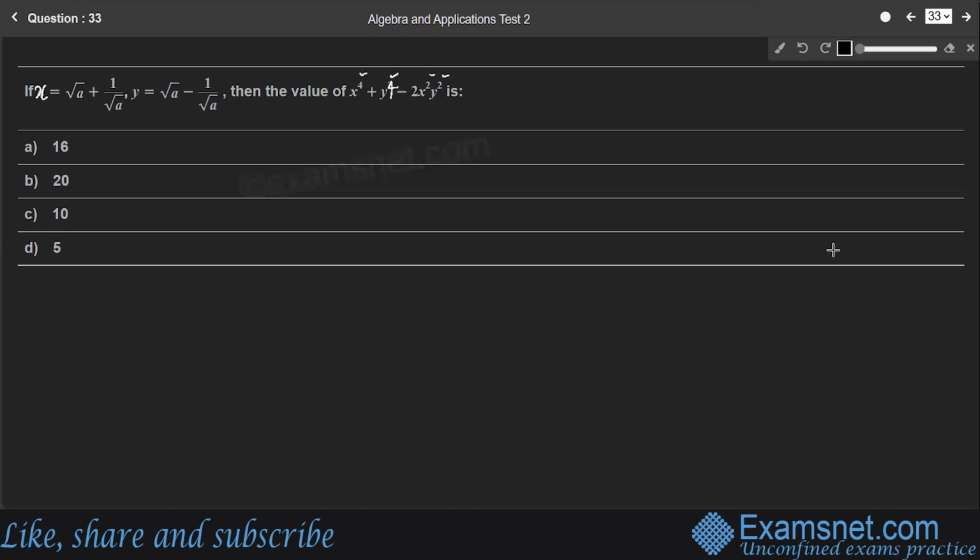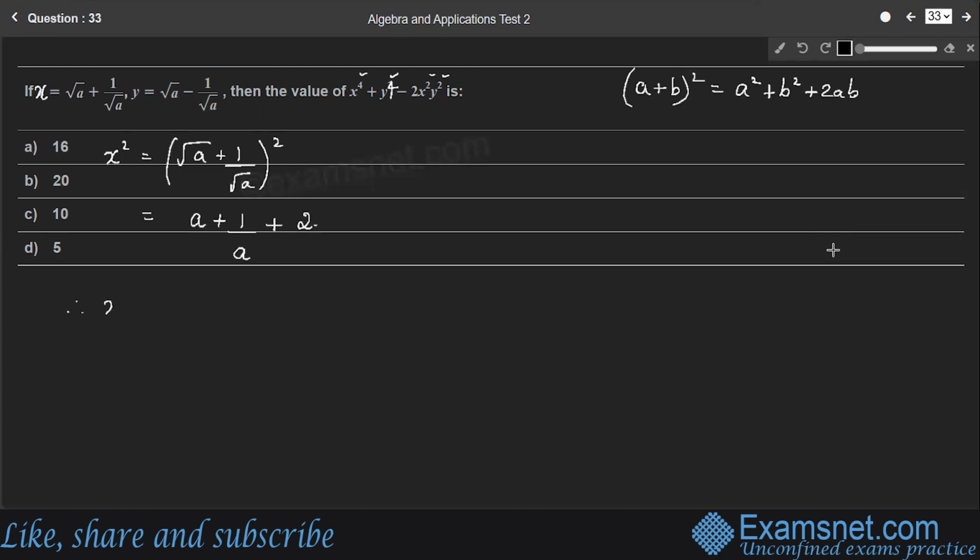So here x is given. Therefore, x square is equal to (root a plus 1 by root a) the whole square. Here, students, we are using the formula a plus b whole square, which is a square plus b square plus 2ab. Very simple formula, so apply the same rule. A square becomes root a the whole square, which is a itself, plus b square becomes 1 by a, plus 2 times ab. A into b becomes root a into 1 by root a, which is 1. Therefore, 2ab becomes 2 itself. So that is the value of x square.